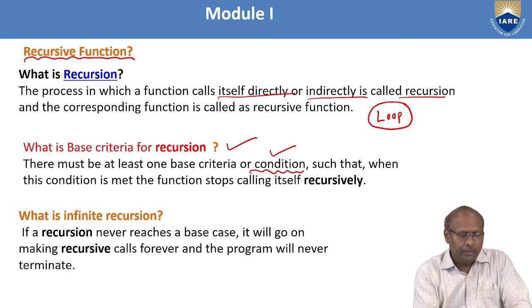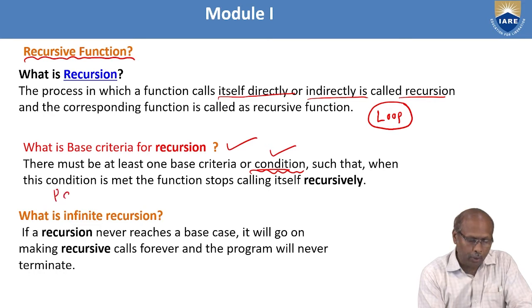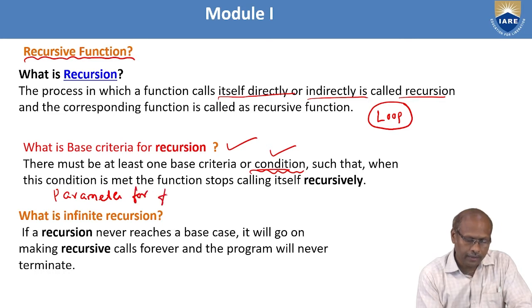The second one is what parameters you have to pass also. One is the base criteria for the condition, and the second one is the parameter. What parameter you have to pass? Parameter for the function.